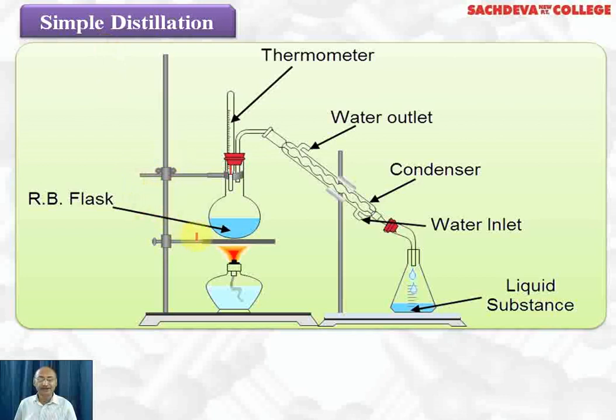This is the clamp stand. This is the round bottom flask. We are heating it with the help of a spirit lamp. This is the thermometer which will read the temperature. And this is the side tube where we have attached the condenser.